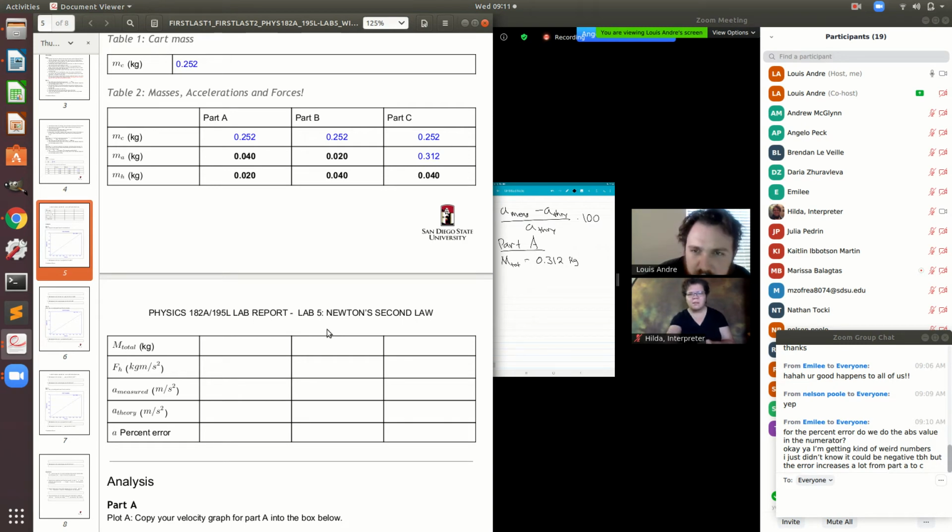Error increases a lot from part A to C, yeah. Yeah, I bet it does. It's okay. As long as you're doing the calculations correctly, you might get some weird errors. I'll go ahead and verify now with you guys. Weird errors, like bigger errors, are okay.